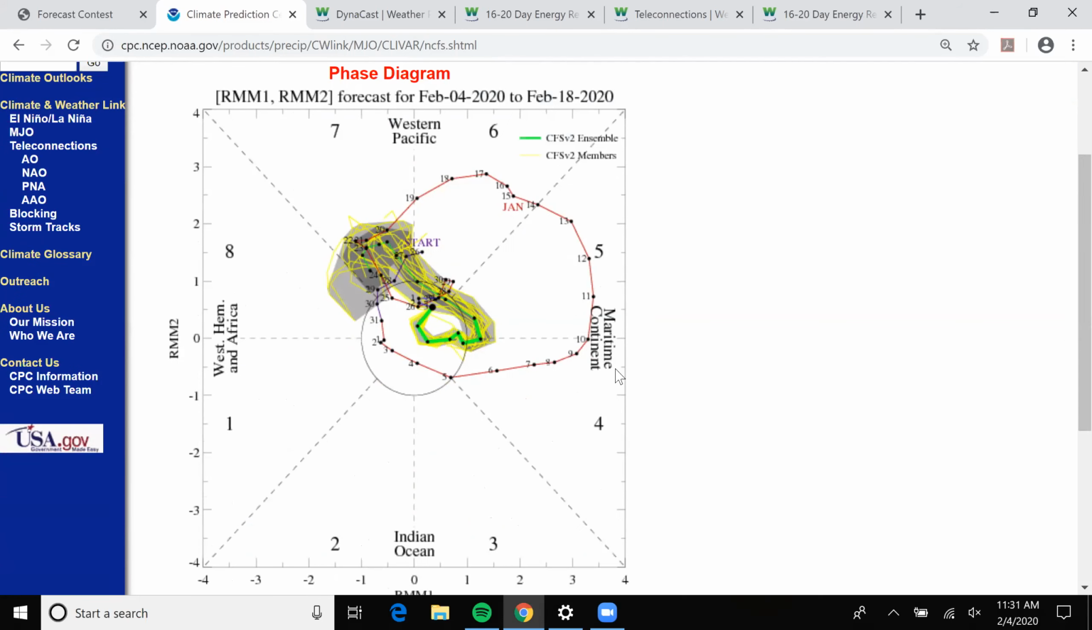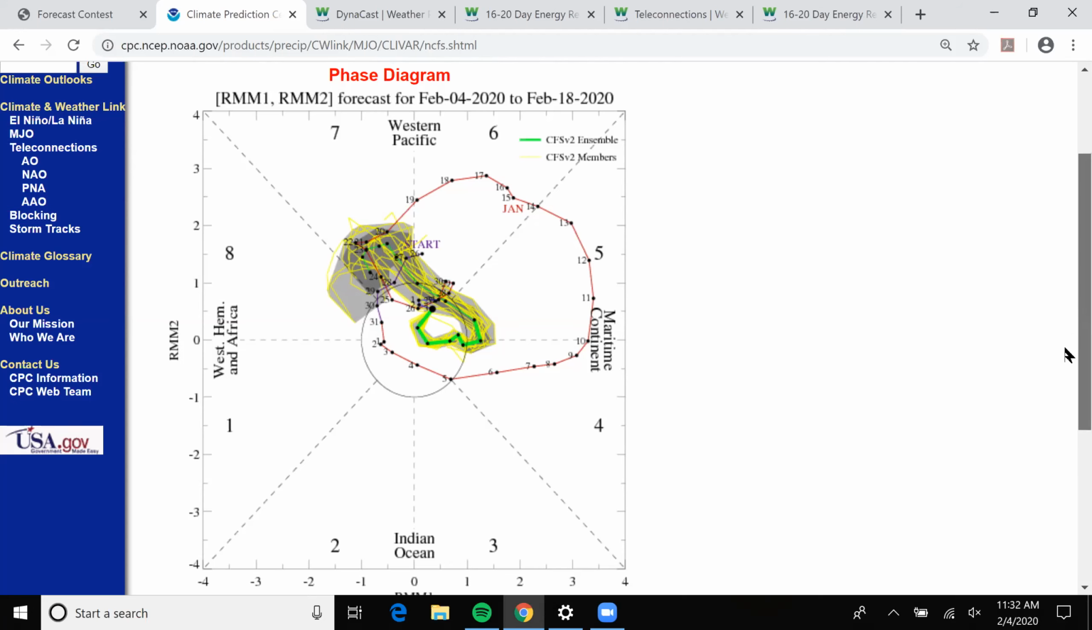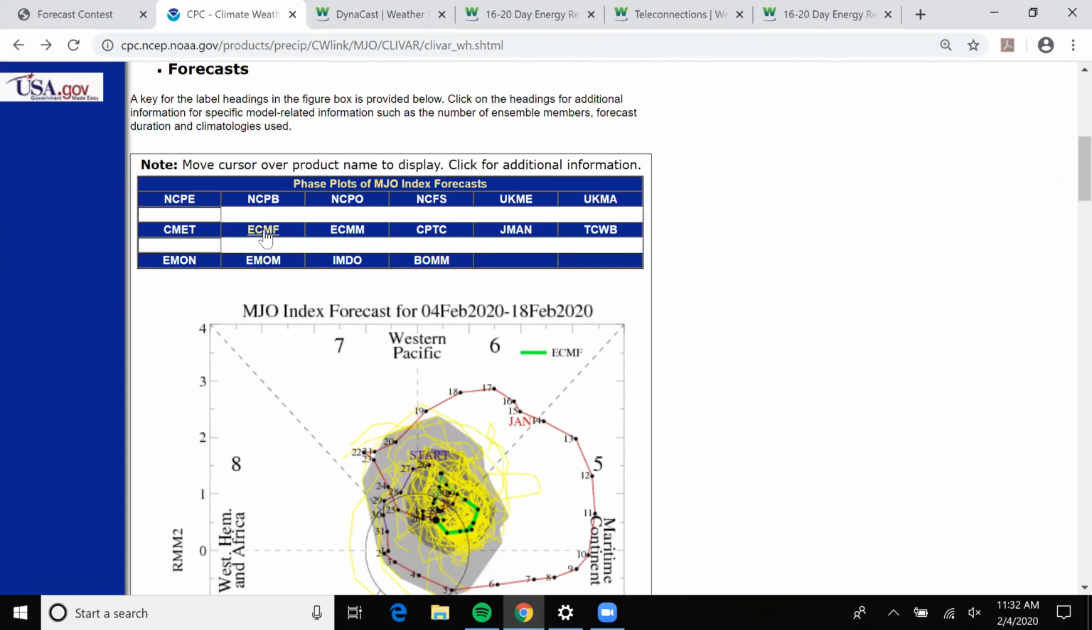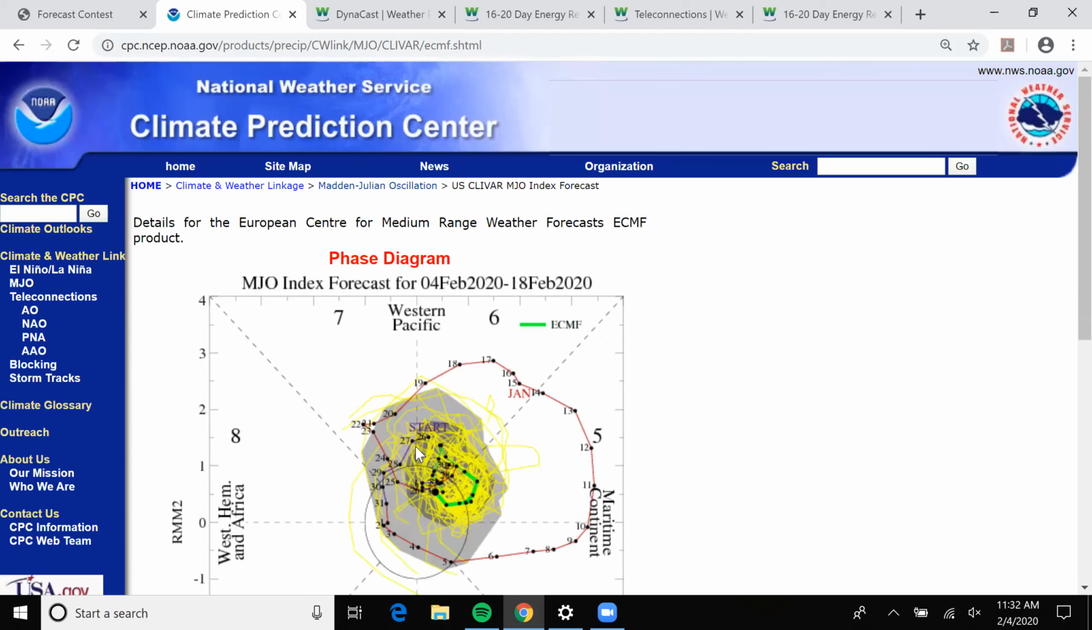But yeah, so there's a pretty decent difference. The CFS doesn't look like it's as robust in the warmer phases. Granted, phase 7 isn't the coldest phase, but I don't know. I think that might have a little bit to do with it. But I don't think it's the whole thing.